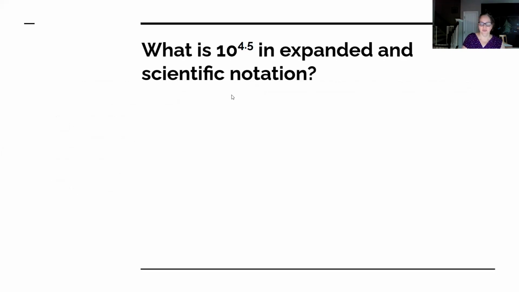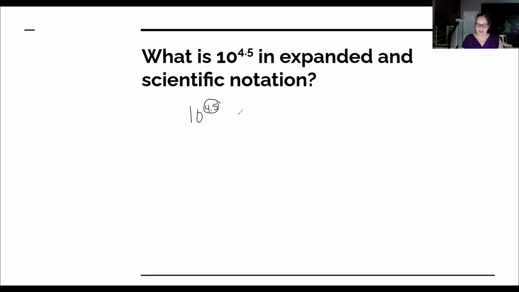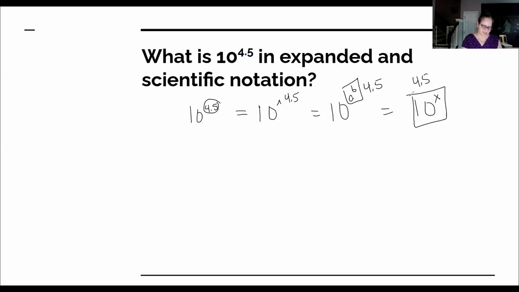What is 10 to the 4.5 in expanded and scientific notation? So 10 to the 4.5 is in an improper fraction. We do not leave decimal places in there. So it's like an improper fraction, sorry. So what do we do? Put it in your calculator. 10 to the 4.5, or if you're using Desmos, 10, hit the AB button and 4.5. Or you could have a 10 to the X button. In that case, you would type 4.5 and then hit your 10 to the X button.